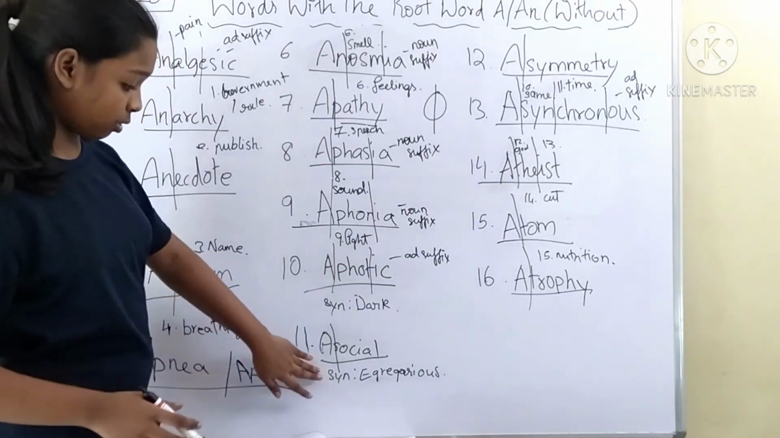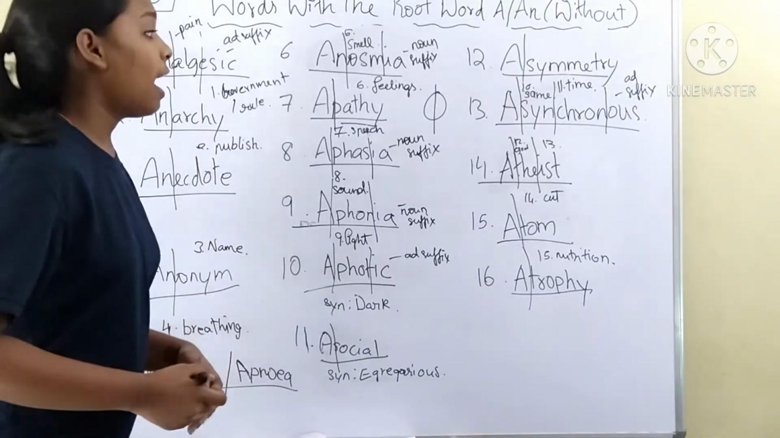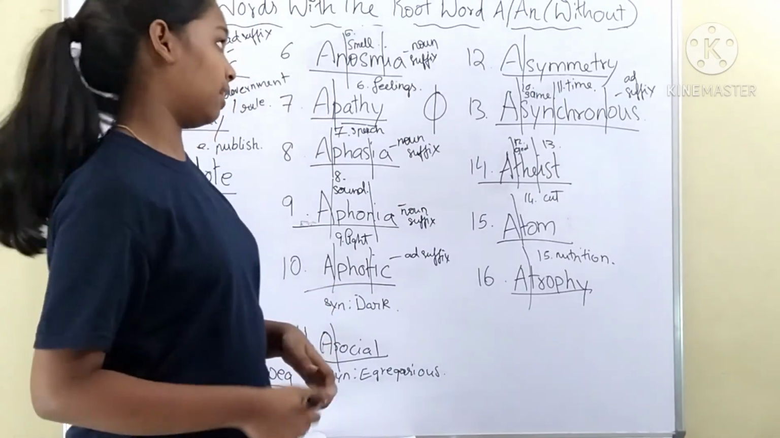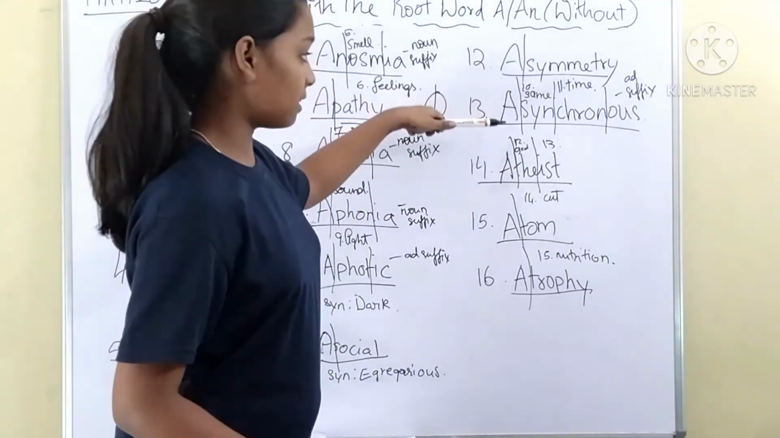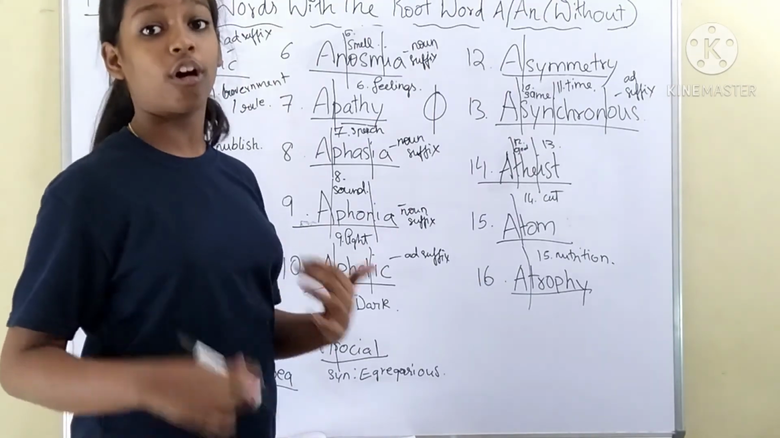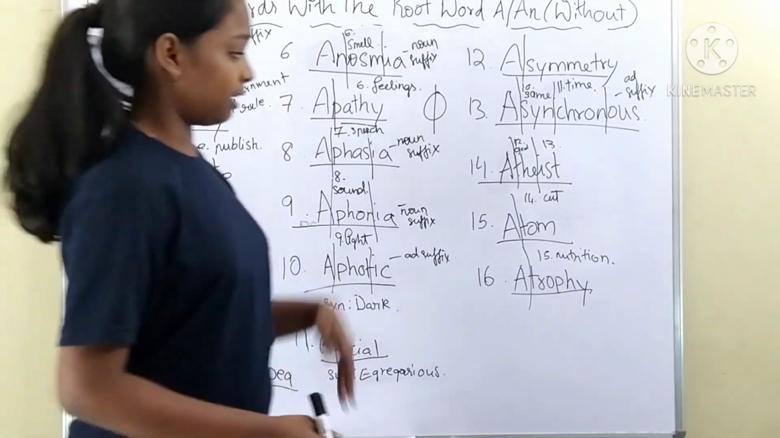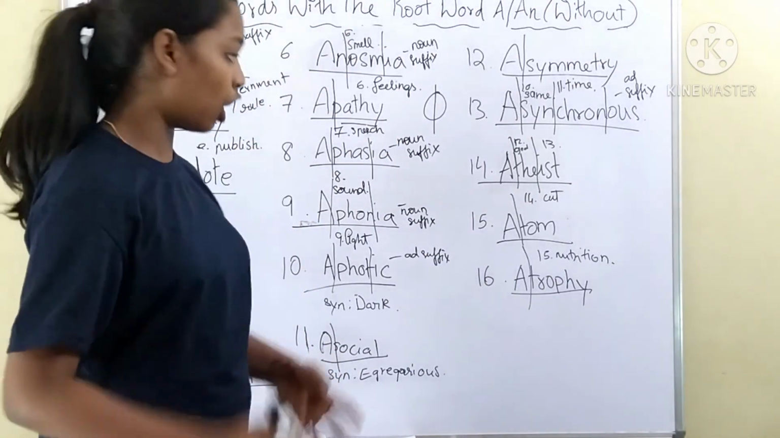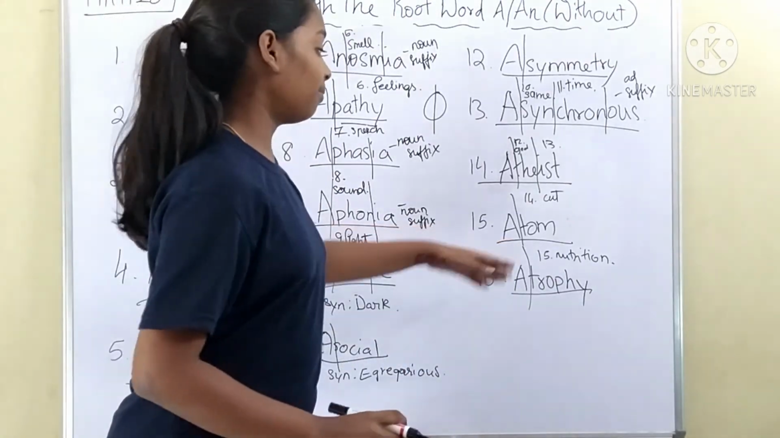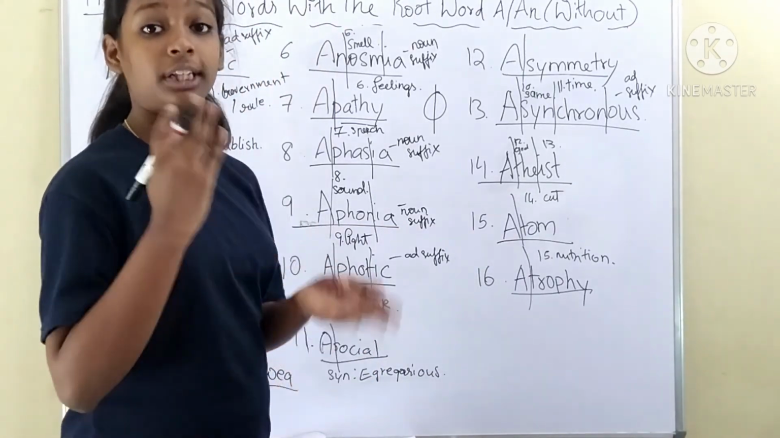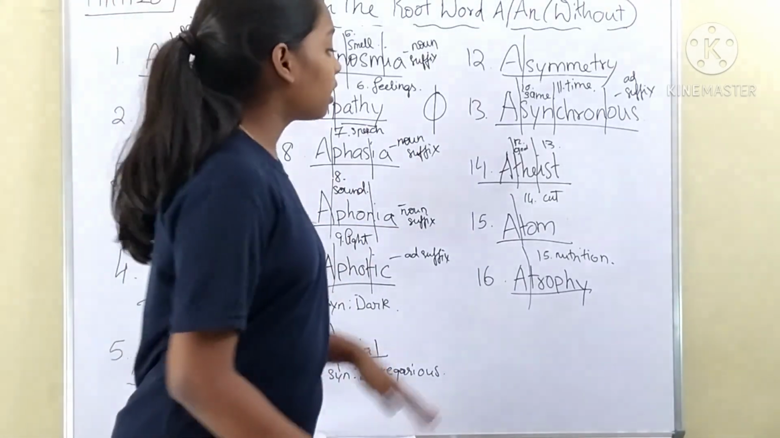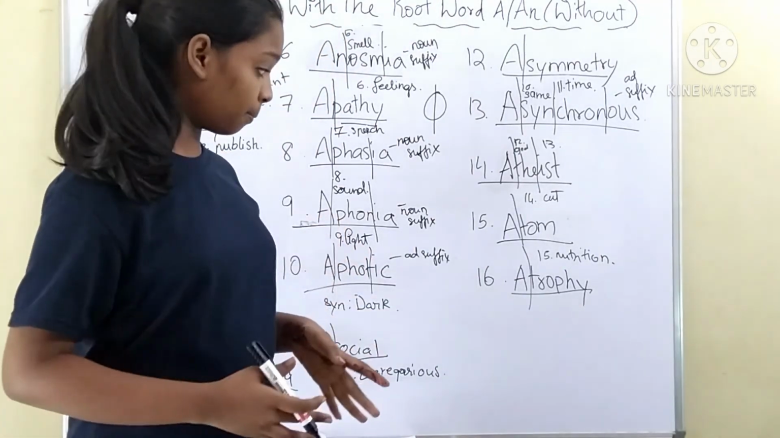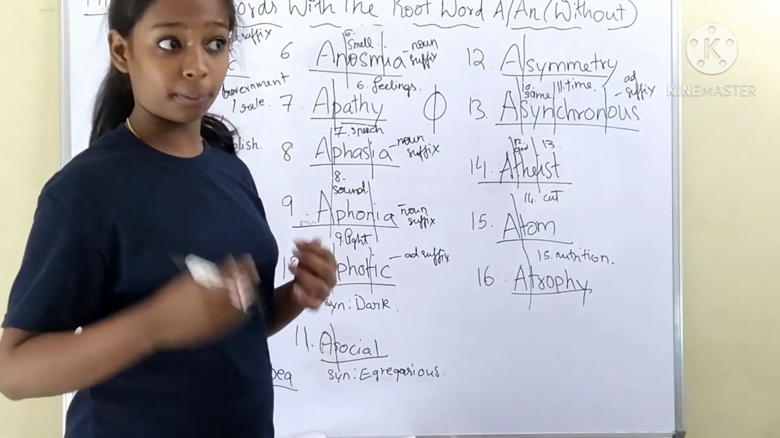And the next word is asocial, which means not social. And the next word is asymmetry, which means not symmetrical. The next word is asynchronous, which means not happening or not existing at the same time. The next is atheist, which means a person who does not believe in God. The next is atom, which means not cut, not divided. The last word is atrophy, which means without food, not proper nutrition.